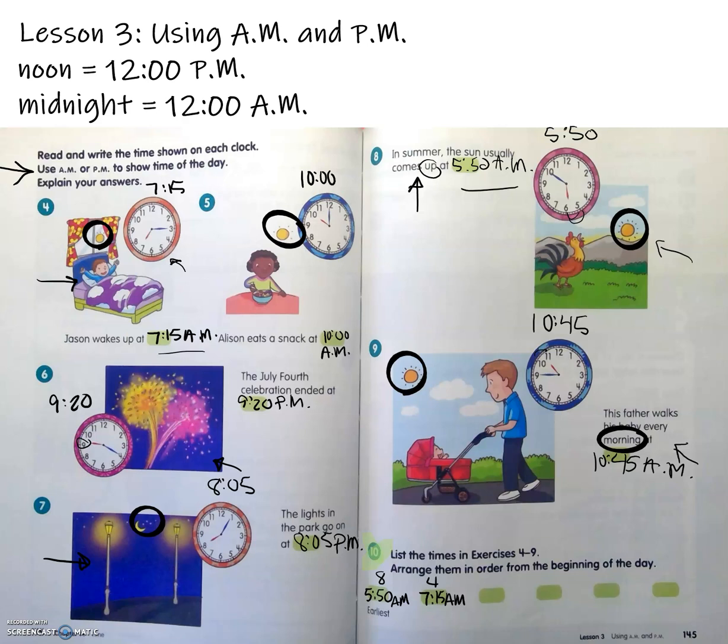Now, I need to start paying a little more attention because the times are going to change. So I've already done number 4. I've already done number 8. What would come next? Well, just by looking, I can see that my next time should be 10 a.m. So 10 a.m., which is number 5. And then number 9 is 10:45 a.m.